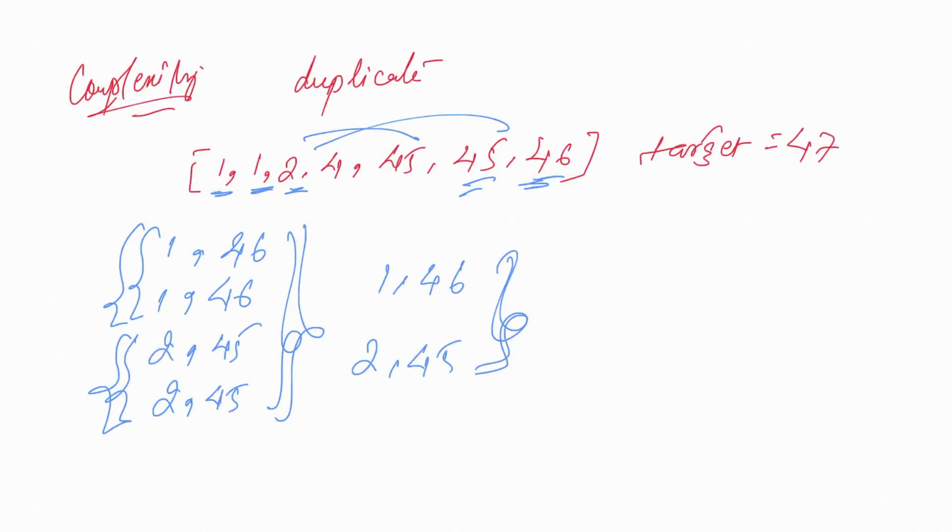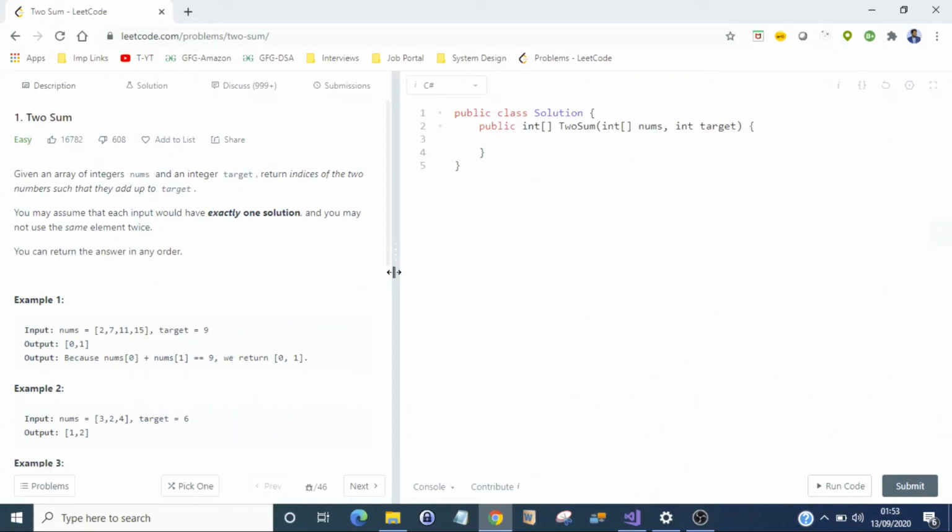Sometimes the question goes further and asks which pair contains the minimum or maximum value. Here, if you see, this one contains the maximum value and the other contains the minimum value. So the output would be in this order. How are we going to solve this problem?